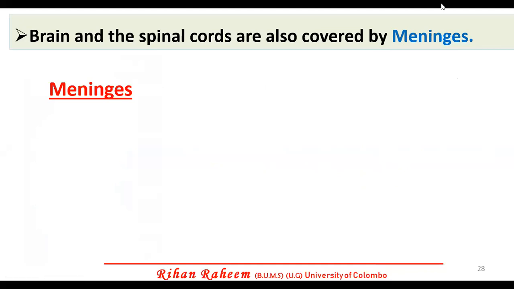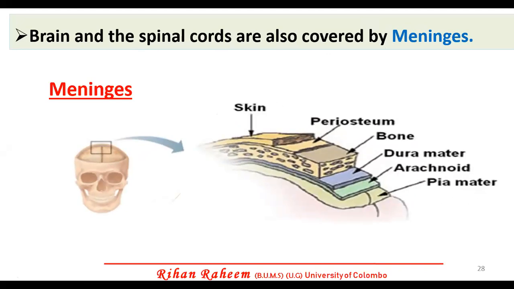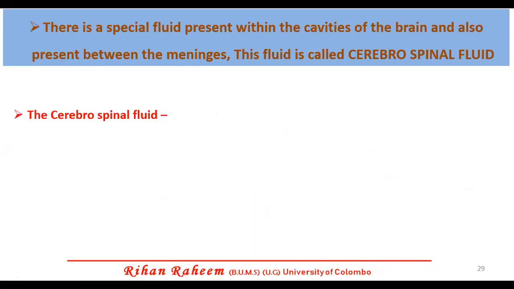And also, God has kept another protection. Not only the skull and the vertebral column, in between the skull and the brain, another 3 layers are there. These layers are collectively known as meninges. Brain and spinal cord are also covered by meninges. In grade 10 and 11, you will learn about the meninges: dura mater, arachnoid mater, pia mater, like that. Many things are there. But now remember, like a cushion between the skull and the brain, another 3 layers are there. Those are known as meninges.